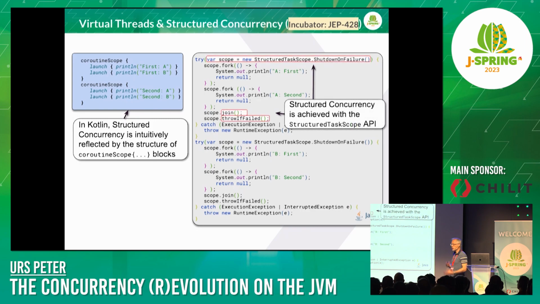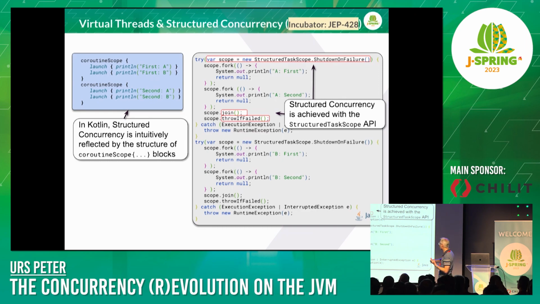And now you see that they solve it to a certain degree in a similar fashion. They also have a scope. They don't call it a Coroutine scope, they call it a structured task scope. But the concept is similar. It's a bit of a leaky concept because you have to call join and throw a fail, and if you forget to call this, then you get all kinds of runtime errors, but okay, eventually you will manage. So the concept is similar.